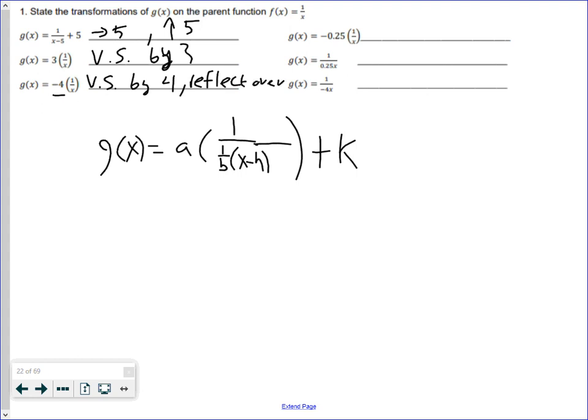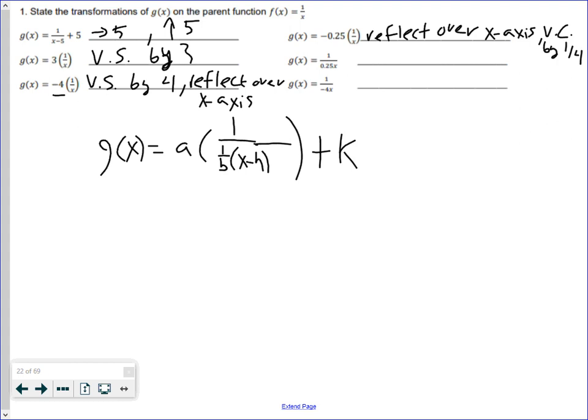Reflect over x-axis. And then we have negative 0.25, 1 over x. Again, the a is negative, so it's a reflection over the x-axis. And since our a value is still 1 over 4 or 0.25, it's also a vertical compression by 1/4. So we'll do VC, vertical compression by 0.25 or 1/4.